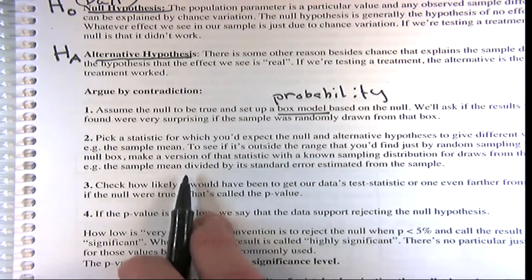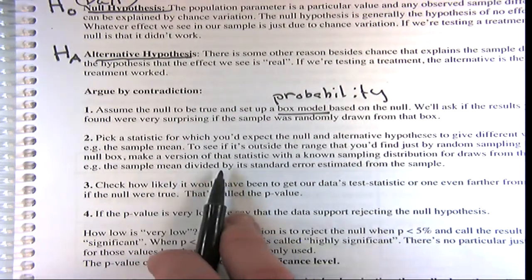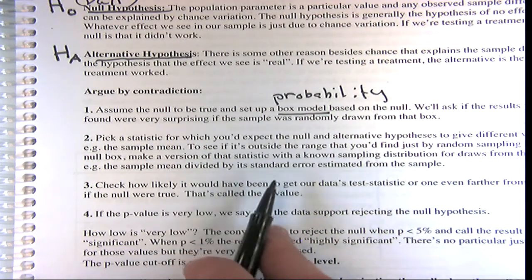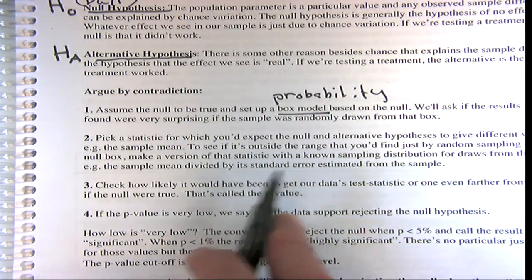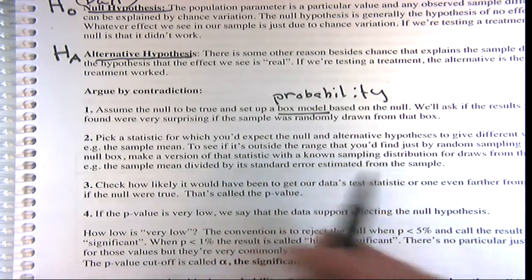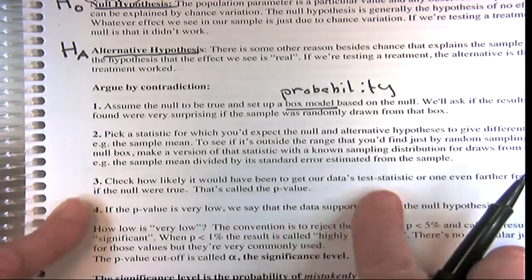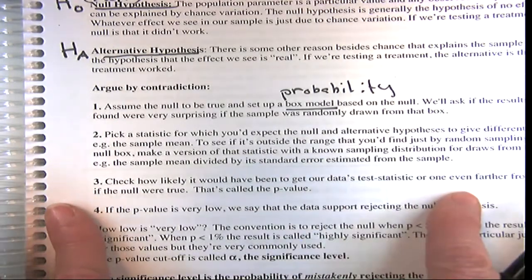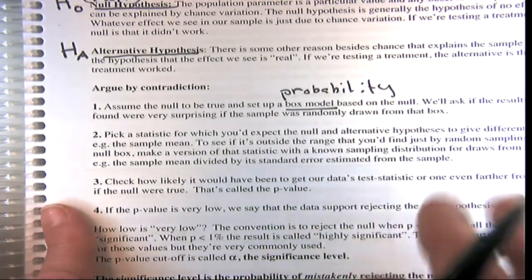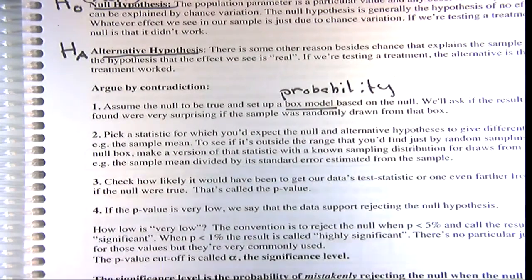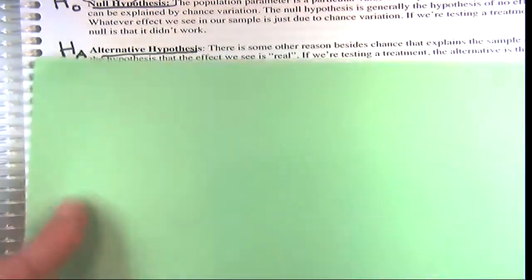So, for example, if you're using the mean, it would be the standard error of the mean, like we did in Stat 100, right? The mean divided by the standard error, the mean over square root of n. We'll go into that later, but you pick a statistic. Then you check how likely it would be to get the test statistic, or one even farther, if the null were true. Let's do a picture's worth 1,000 words, right? So let's just jump right to it.